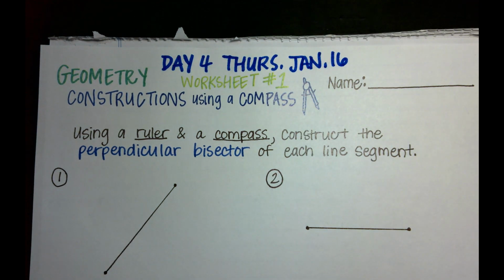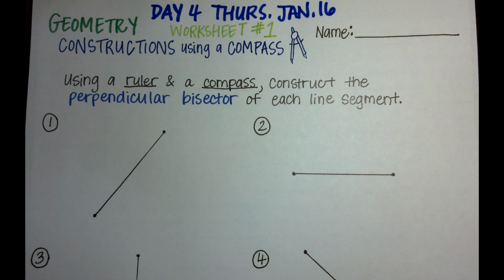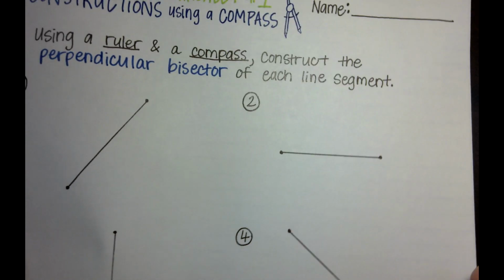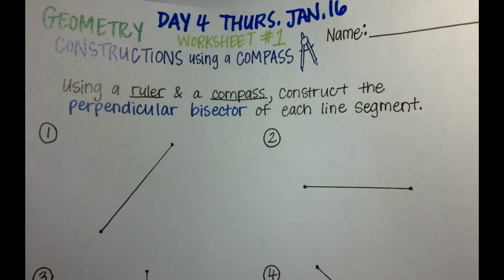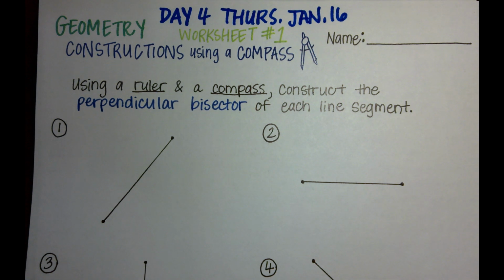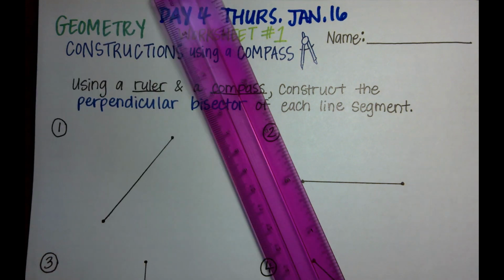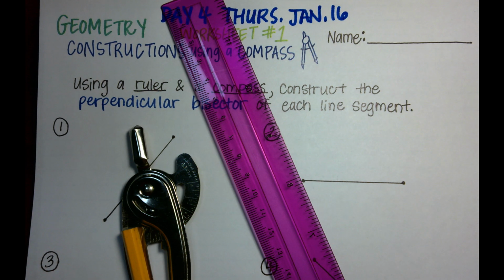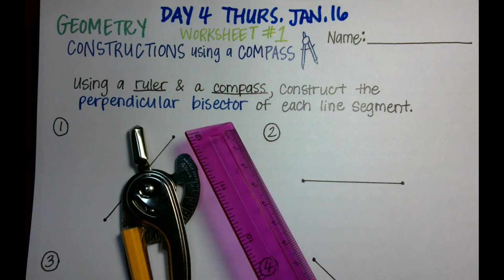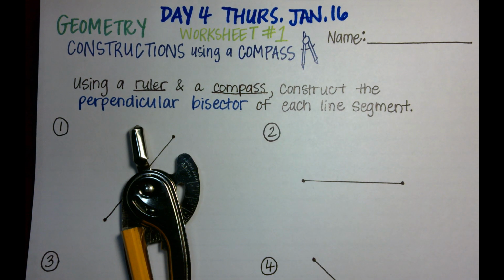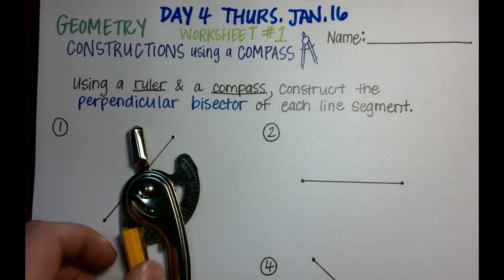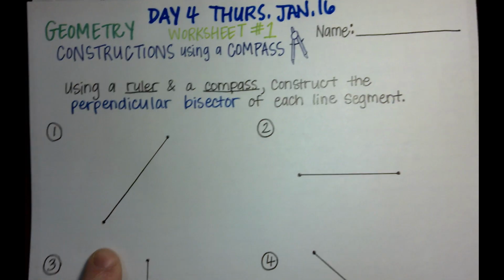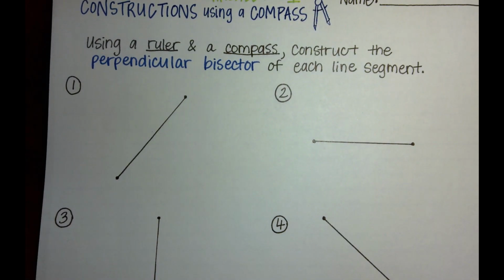All right, so let's look at these together. For numbers 1 through 4, I wanted you to use a ruler and compass. Here's my ruler, here's my compass. And construct the perpendicular bisector of each line segment. So let's do that. For number 1, how am I going to begin? What do I start with?